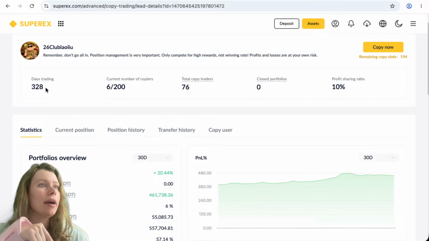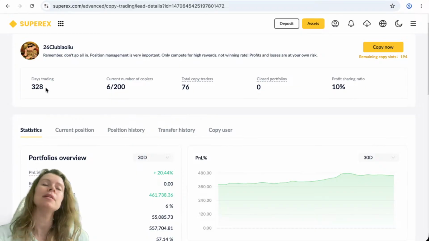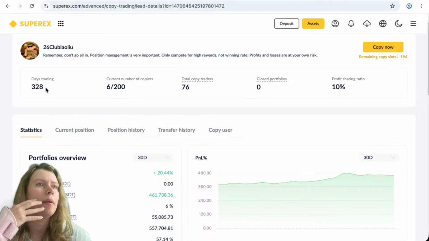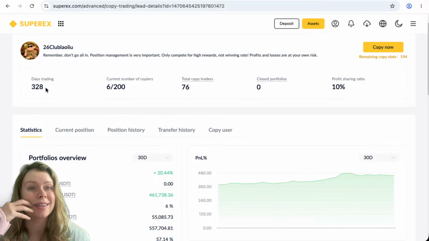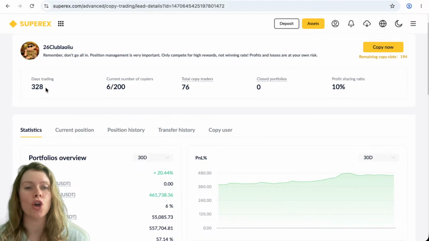All right, current number of copiers, 6 out of 200. That's basically empty and plenty of room, okay? So that means we're not going to be rushing to jump into it. There is definitely room to go. Total copy traders, 76. So in all of time, 76 people have copied them.